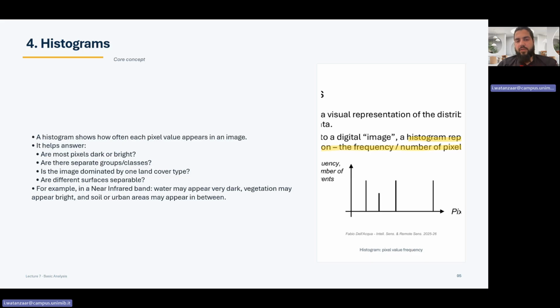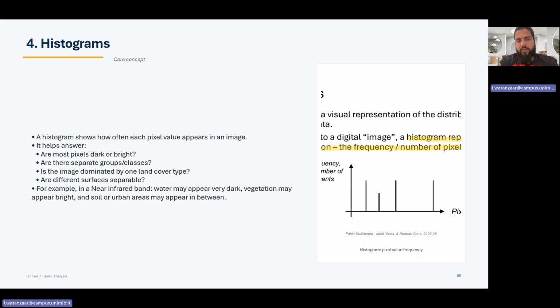Are there separate groups or classes? If we use the binning process, these are the classes or groups in the histogram. Is the image dominated by one land cover type? Looking at the whole image, we can see if it is dominated by a certain land cover type. Are different surfaces separable? If the data is an average image with not much bright and dark, we can look at the land cover objects more clearly, and they are separable and visible.